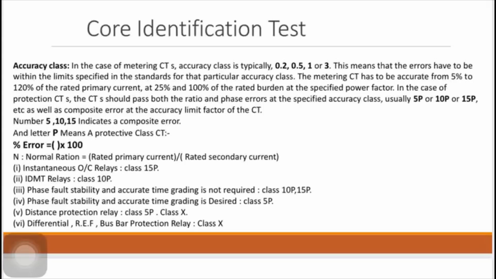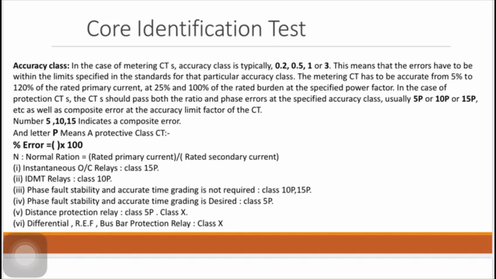either metering circuit cores, 0.2, 0.5, 1 class, or cores for backup protection, 5P10, 5P15, 5P20, 10P, 15P. The 5, 10, 15 indicates the composite error. And one more is PS class, otherwise X class, used for protection purposes.